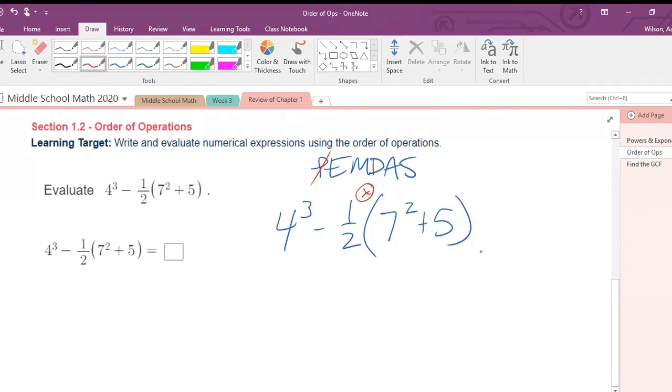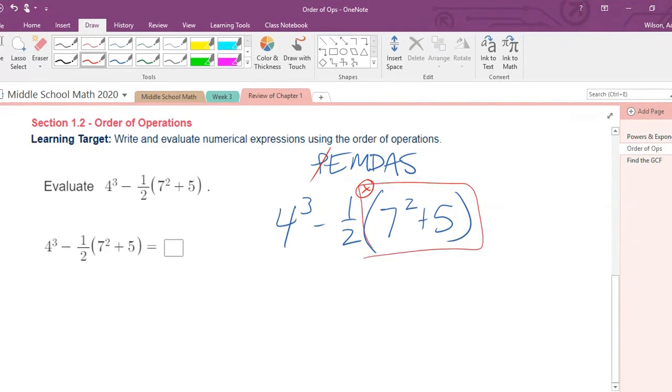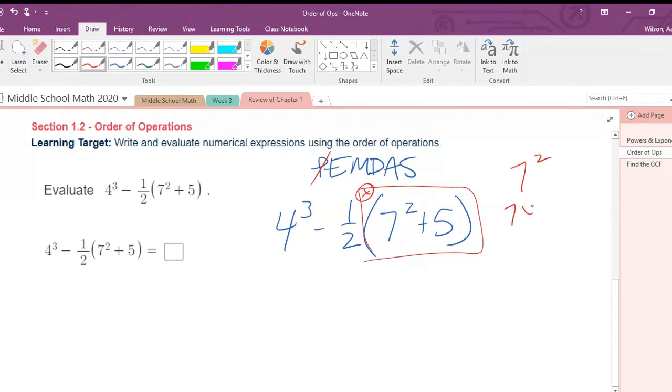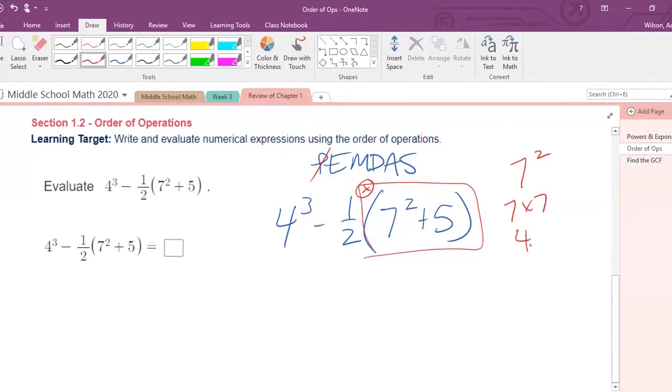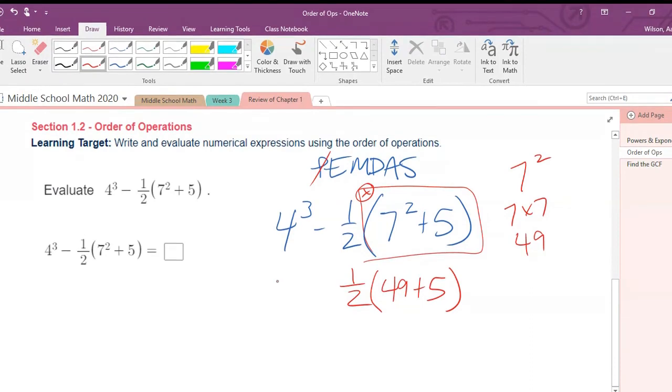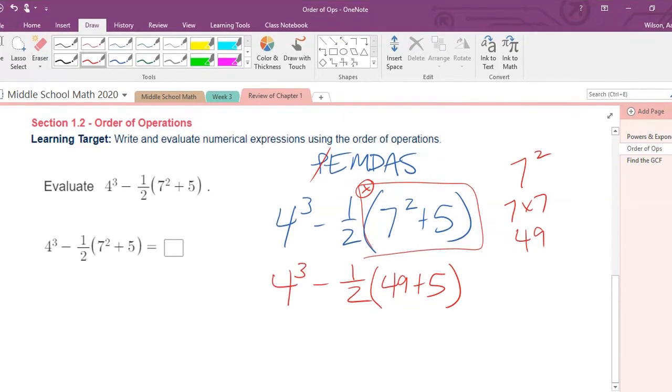So inside this parentheses box, I'm going to do the 7 squared first. Well, 7 squared means 7 times 7. Well, what is 7 times 7? It's 49. So I have my parenthesis, I have 49, I have plus 5. Outside of it, I have my half, and I still have my 4 cubed minus.